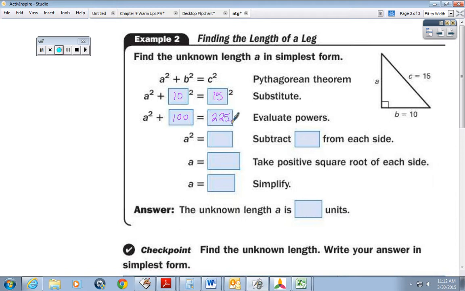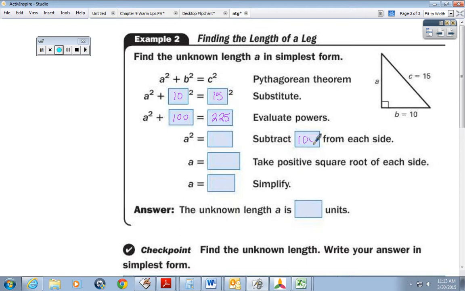Squared and 100 being added to it. So now I'm working backwards. What am I going to undo first? The 100. You just subtract 100 from both sides to get my variable by itself. So what's 225 minus 100? 125.